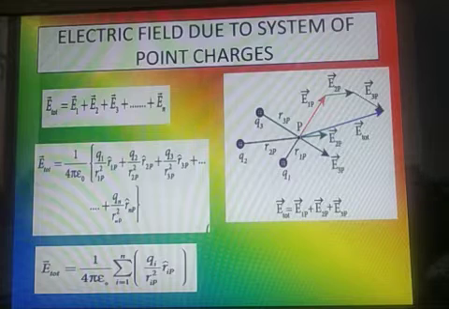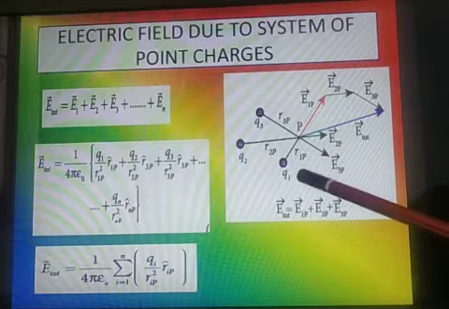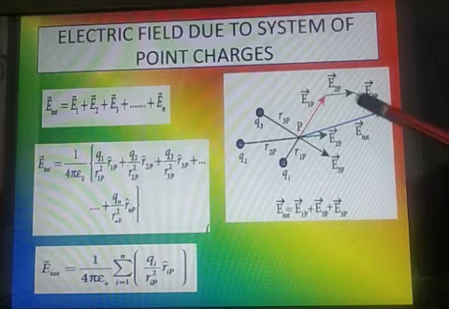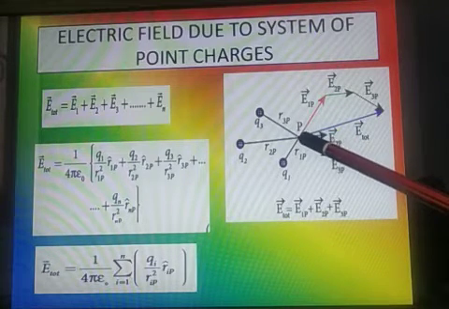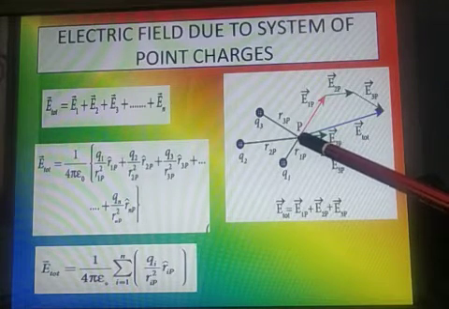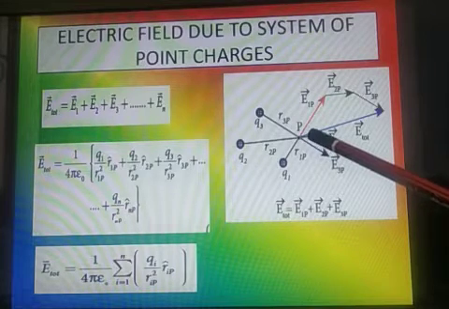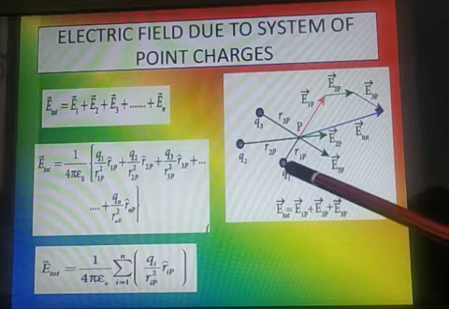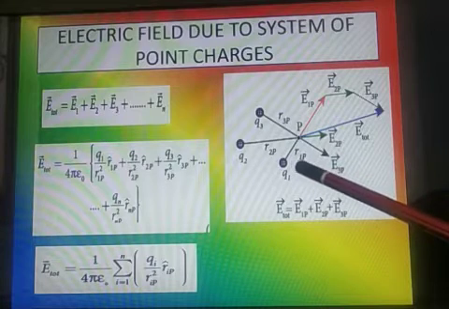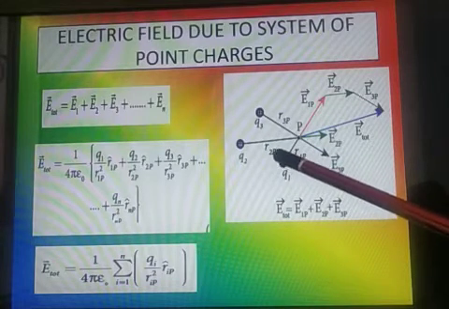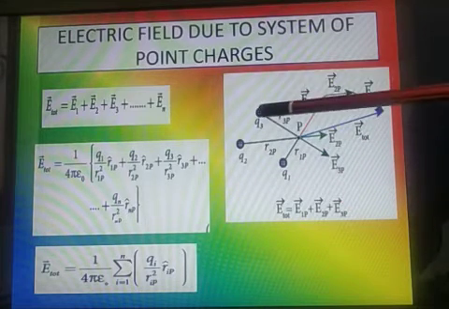Let us consider a collection of point charges Q1, Q2, Q3 present in this system. We are going to consider the point P here. At this point P, we keep one test charge called Q naught. The distance between each charge and the point is mentioned: R1P is the distance between charge Q1 and the point, R2P is the distance between Q2 and P, and R3P is the distance between Q3 and P.